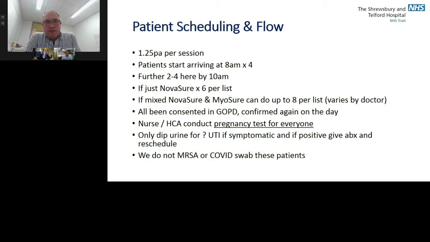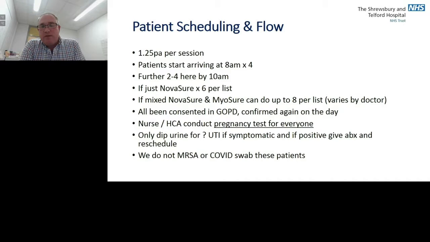All of our patients prior to coming through for the NovaSure procedure will have been seen in the gynae clinic and have consent taken and information leaflets provided, and then this will all be reconfirmed on the day. The nurse or the HCA will conduct a pregnancy test for everyone, but we only dip the urine for urinary tract infections if the patient's symptomatic. And if it's a positive urine dip, we'll send off an MSU, but also provide antibiotics. But if it's a negative urine dip, then we'll proceed with the procedure.